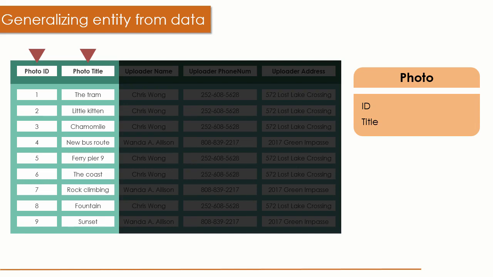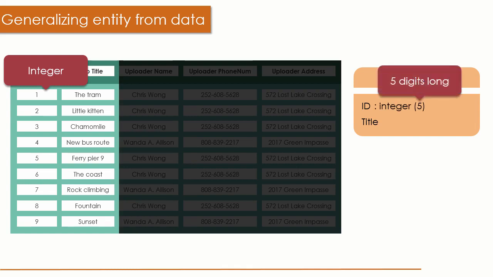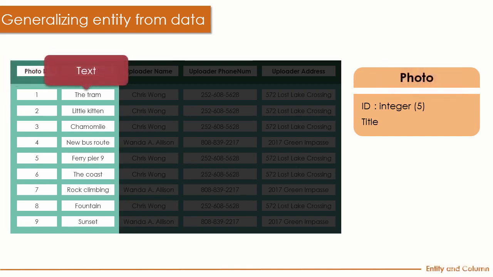If you look at the photo ID, it is an integer. We will put the integer in the ID column of your entity. And the title is a text, so we will put a text type. In a database, it is a varchar type representing a text. And you give the length.